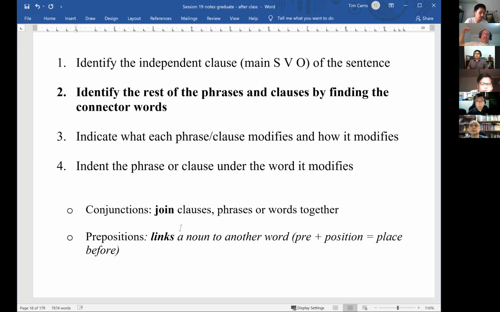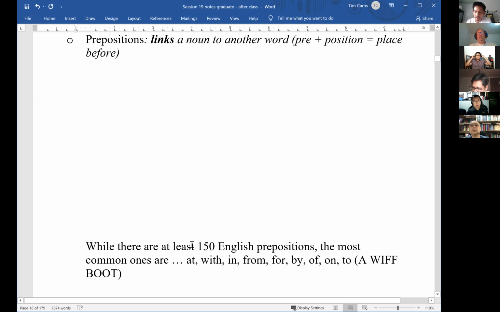Conjunctions, we've noticed, can link: the coordinating conjunction can link a noun, a phrase, or a clause. A subordinating conjunction links a clause, but prepositions focus only on nouns. They link nouns to another word. All right, guys, in the English language there are more than 150 prepositions.